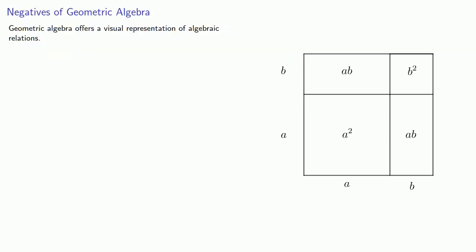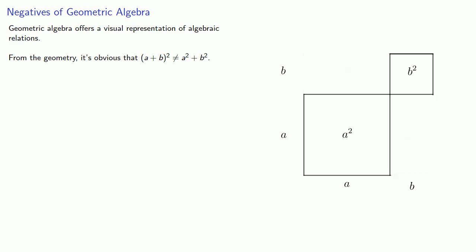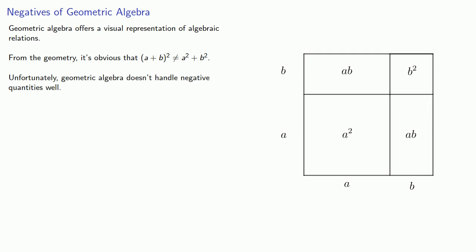Now, geometric algebra offers a visual representation of algebraic relations. So from the geometry, it's obvious that (a + b)² is not the same as a² + b². Unfortunately, geometric algebra doesn't handle negative quantities well.